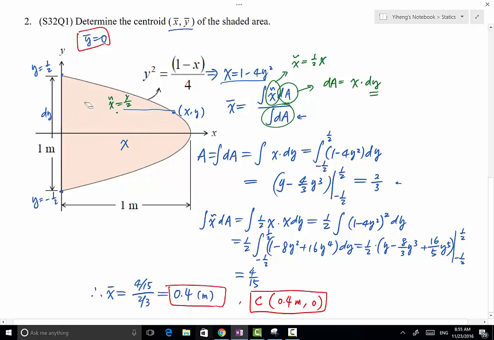So if you try to sketch it on this graph right here, this is a half, so 0.4 is right here. Therefore, the centroid is here, which is a reasonable location for the centroid.